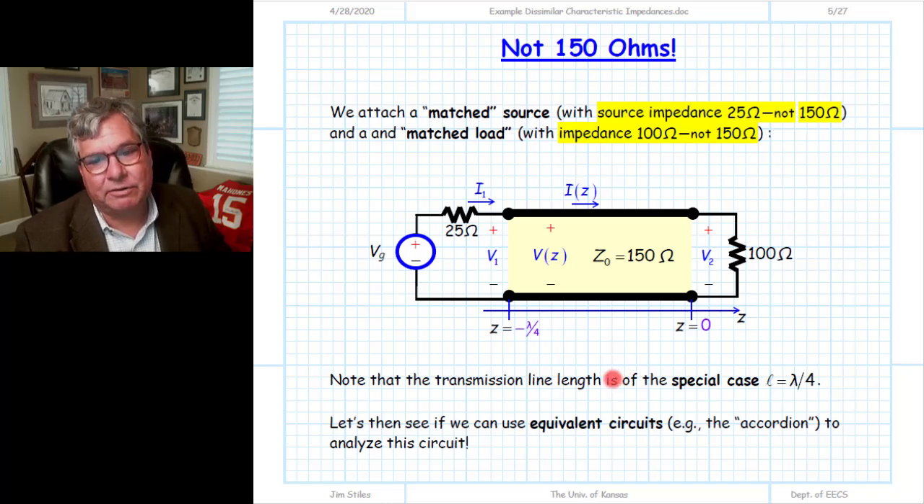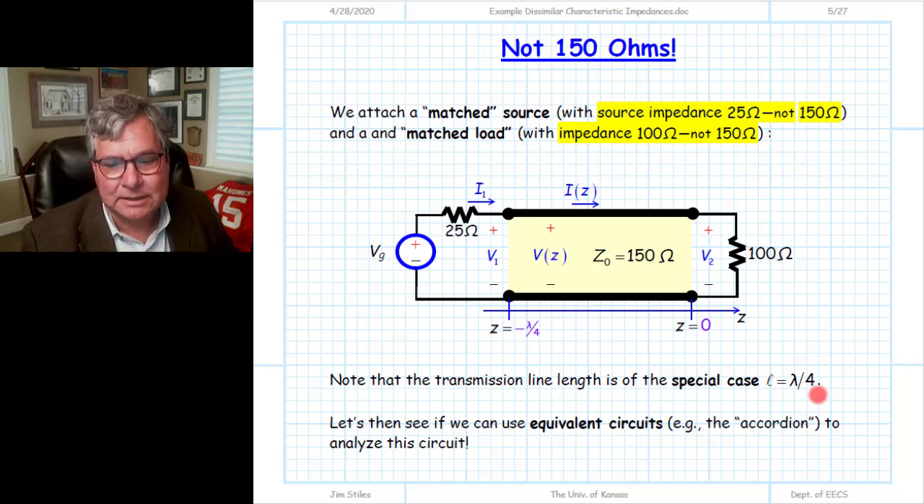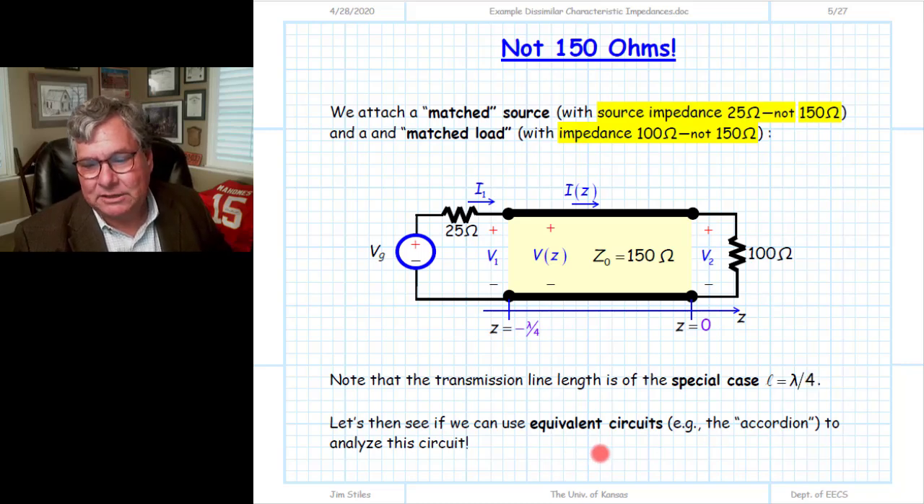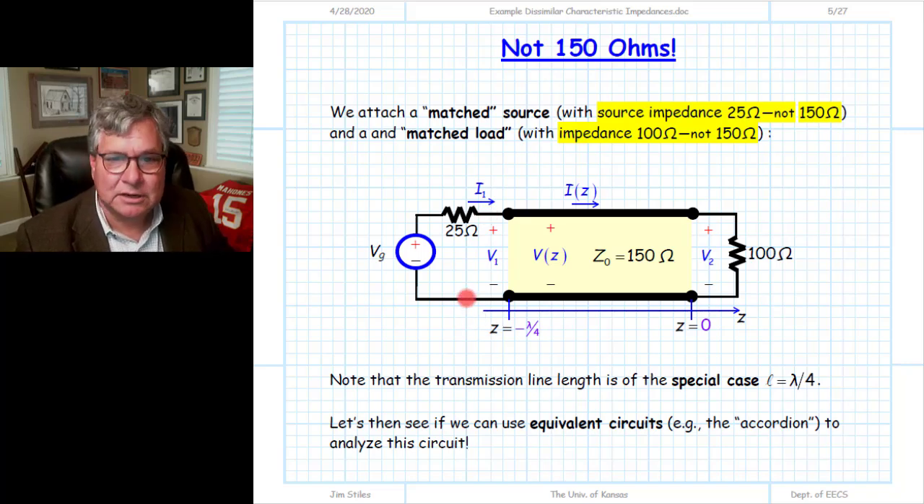The only real special case we have associated with this is the fact that the line length is lambda over 4. And because it's lambda over 4, there are a few tricks in our toolbox that we can use to analyze the circuit that will make things much simpler. I suggest that what we do is apply the accordion. In other words, we come up with equivalent circuits. Because we have a quarter wavelength transmission line, we can immediately determine the input impedance of this entire structure and replace this entire structure with an input impedance, and we end up with simply a voltage division solution. So let's attempt to do that.